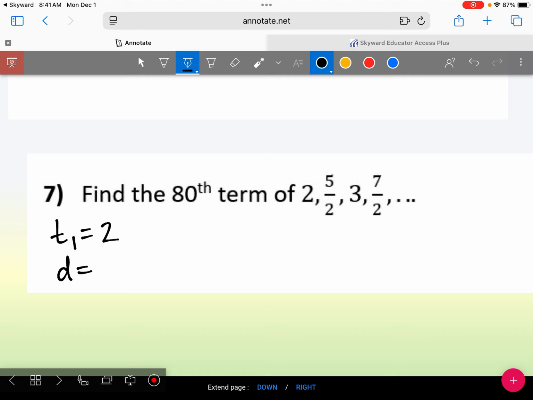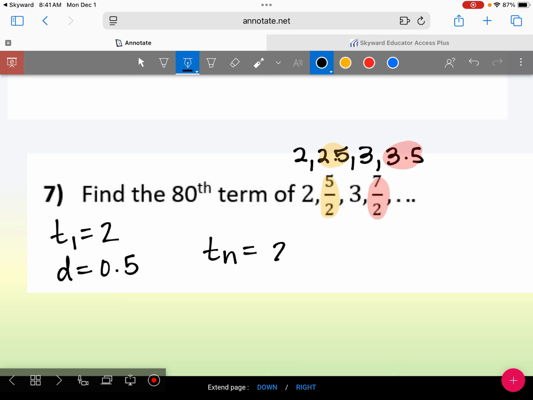0.5. Because 5 divided by 2 is 2.5. 7 divided by 2 is 3.5. So both of these numbers, if you write them as a fraction, 7 divided by 2 is 3.5. 5 divided by 2 is 2.5. So my common difference is simply 0.5. So when I write my rule, it would be 2 plus 0.5 times n minus 1. So go ahead and use that rule to find the 80th number.